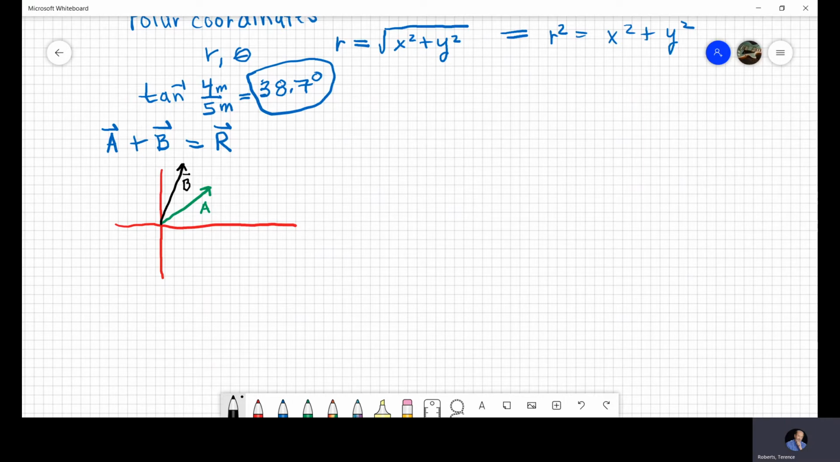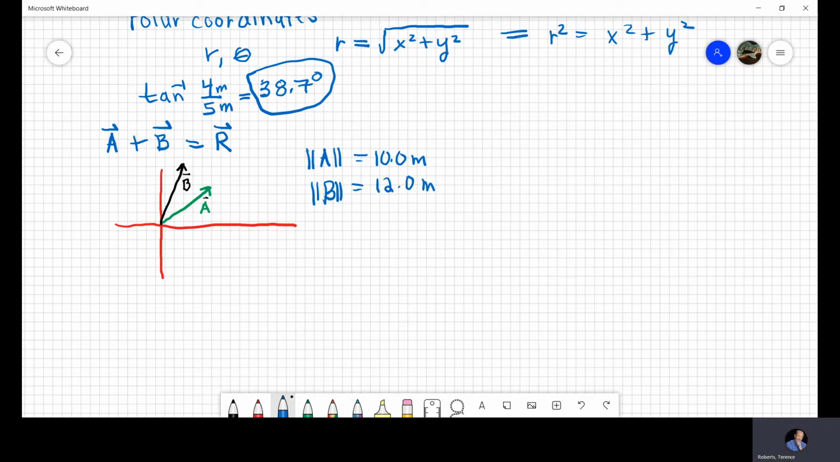Given the polar coordinates of each vector, let's see what the data is. For the magnitude of vector A, with two lines on either side designating the magnitude, is equal to 10.0 meters. And for the B vector, that is going to be 12 meters.